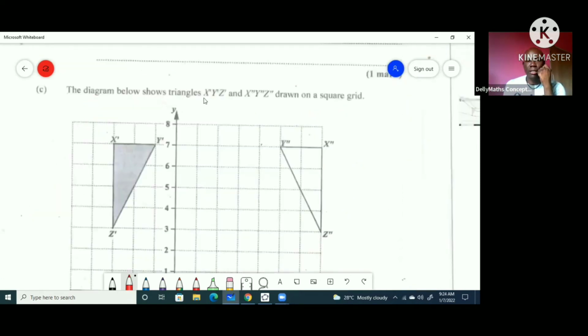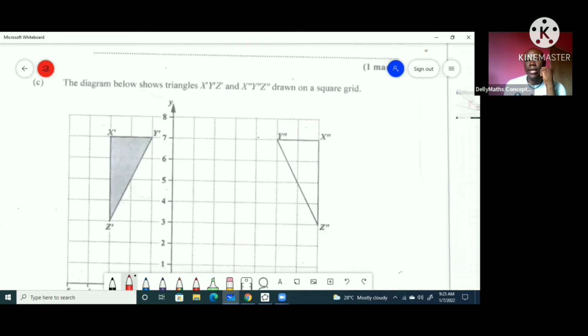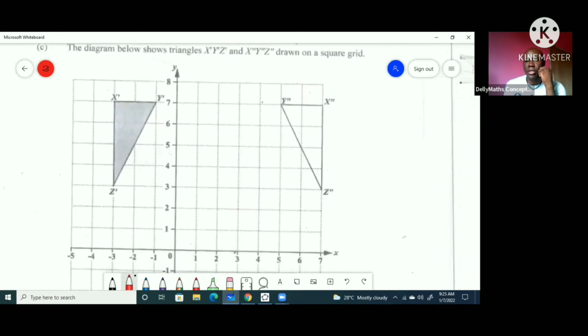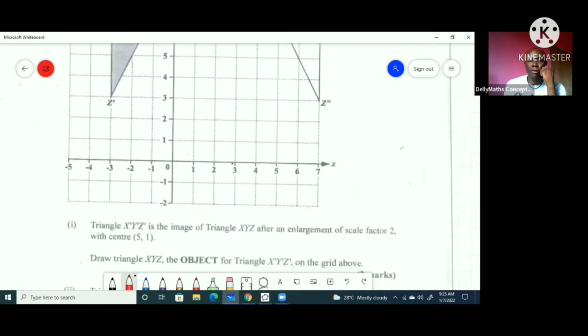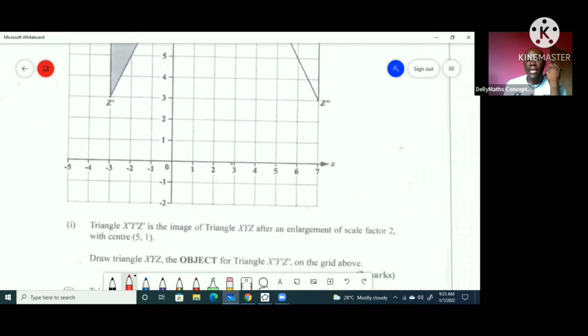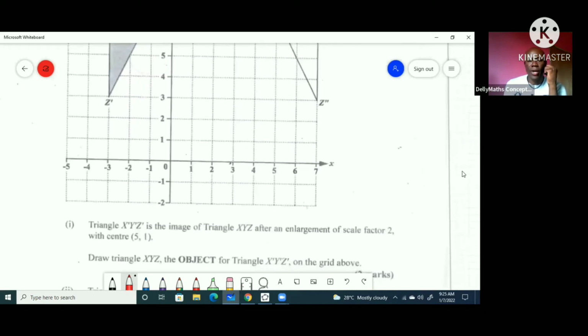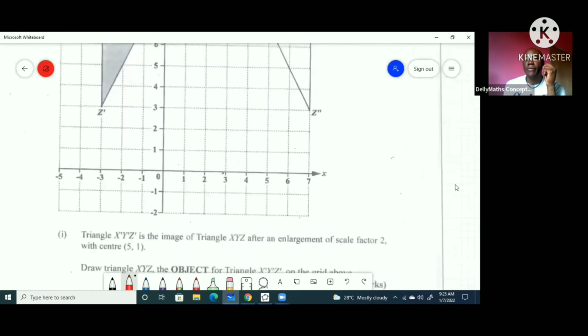Below shows triangles X', Y', Z', and X'', Y'', Z'', drawn on a square grid, and we're seeing those here right now. Let's see what the question is. The question says triangle X', Y', Z' is the image of triangle X, Y, Z after enlargement of scale factor 2 with the center (5, 1).